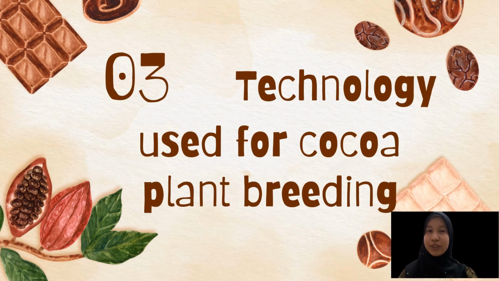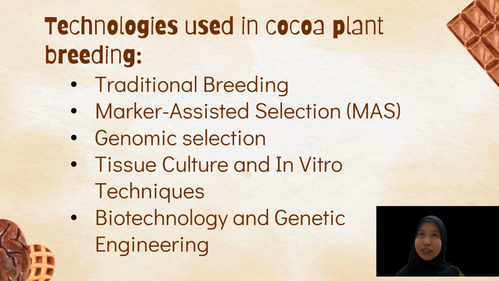So next we will continue with the third part of this presentation, which is the technology used for cocoa plant breeding. Cocoa plant breeding involves the use of various technologies to develop cocoa varieties with desirable traits. There are a few technologies that we use to breed the cocoa plant. The first one is traditional breeding. Second, marker assisted selection (MAS). The third one, genomic selection. Fourth, tissue culture and in vitro techniques. And the last one is biotechnology and genetic engineering.